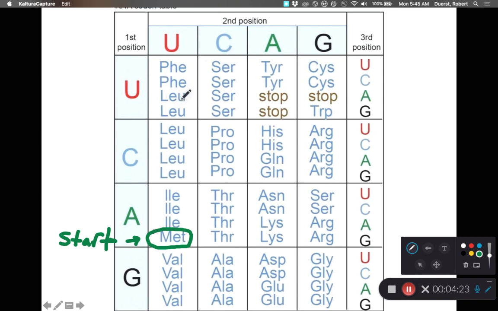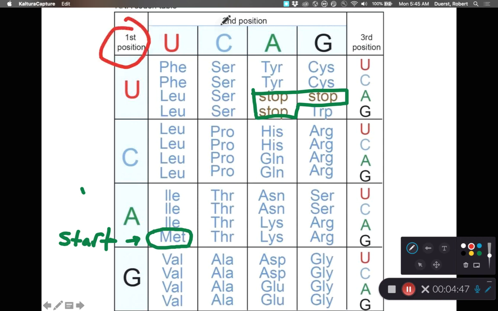Also notable, UAA, UAG, and UGA are the 3 stop codons. Please memorize that AUG is methionine. How do I know AUG is methionine?